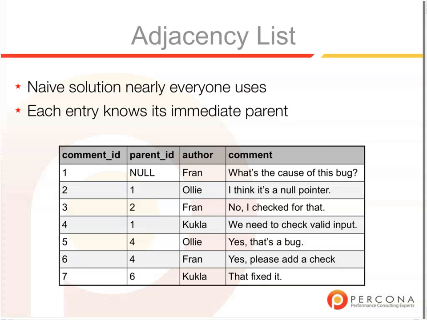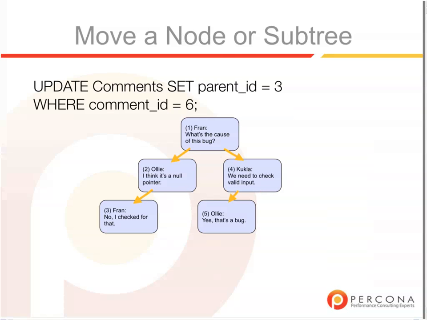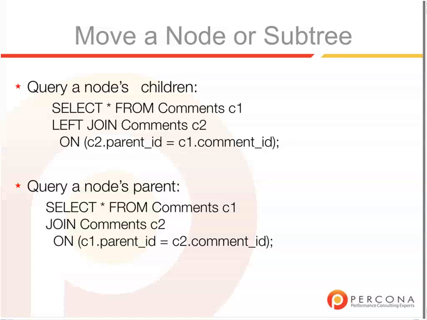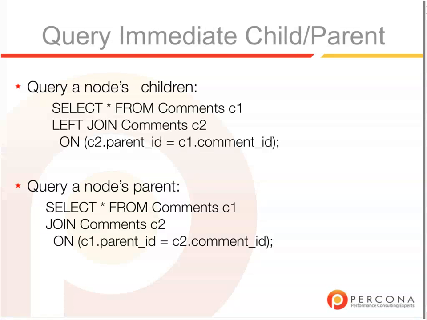It's also easy to move a node or a subtree. You just change the parent. So if we want to move comment 6, yes, please add a check, over to the other side of the tree, we change that value and just replace it. Any further child nodes of the subtree are automatically updated. They actually don't need to even know that they changed position in the tree. It's also simple to query immediate child and parent.